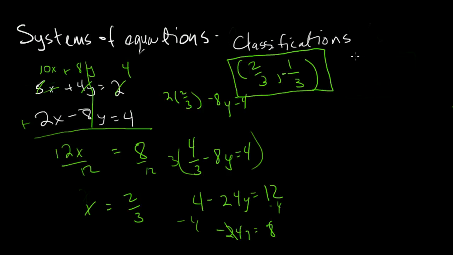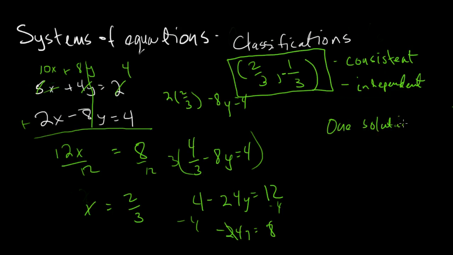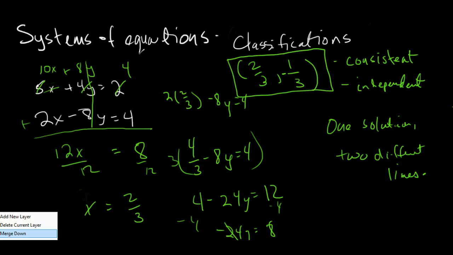Now, because it has a solution, we are going to say that this is a consistent system. And because both of these lines, if we were to graph them, would be two different lines, we would say that this is an independent system. So consistent and independent means that it has one solution with two different lines. And that kind of stands to reason, right? If it has one solution, it can only have two different lines.